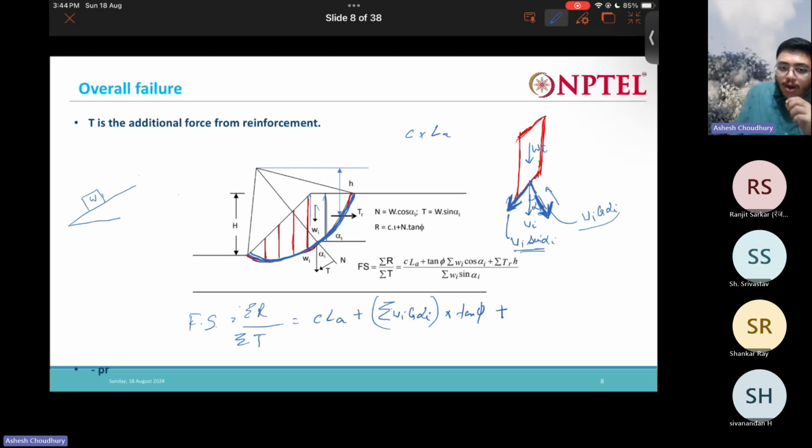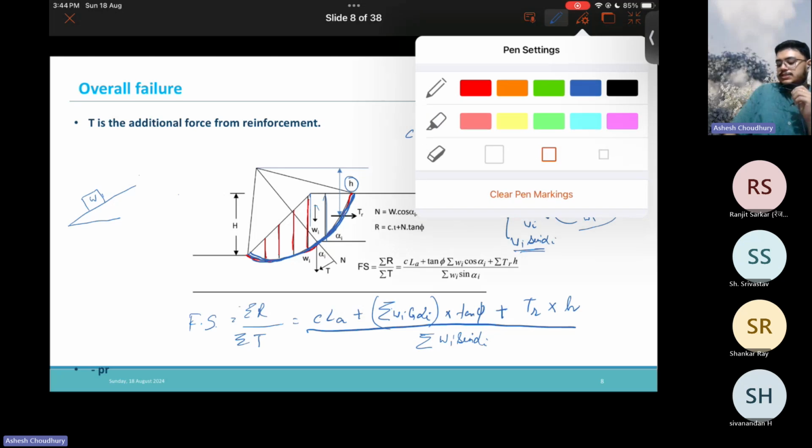Plus, now in your case, you will be using some reinforcement. That reinforcement will have some allowable tensile strength, say T, that will be mobilized, TR. So that TR times the what? Times this lever arm, that is h. So this will form our resisting force, divided by what is our destabilizing force? The sine components of the weight. All the summation of the sine components of the weight. That will be the destabilizing force.